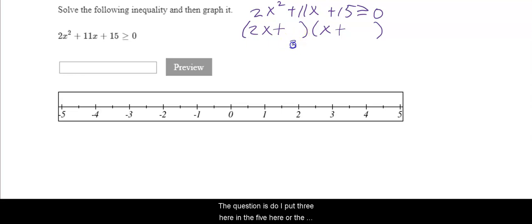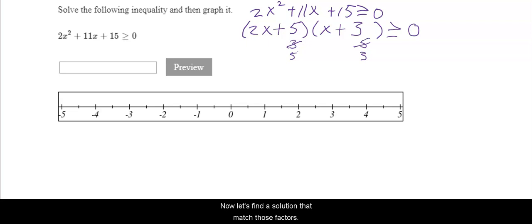The question is, do I put the 3 here and the 5 here, or the 5 here and the 3 here? If I do the 3 on the left, I get 3x and 10x, but that gives me 13x and not 11. That can't be correct. What if I tried 5 on the left and 3 on the right? That would give me 5x in the middle and 6x on the outside to add to give me 11. That has to be correct. So it is 2x plus 5 times quantity x plus 3 greater than or equal to 0.